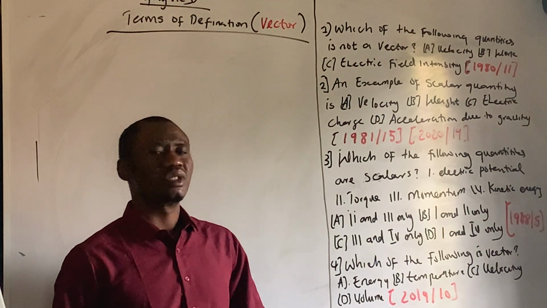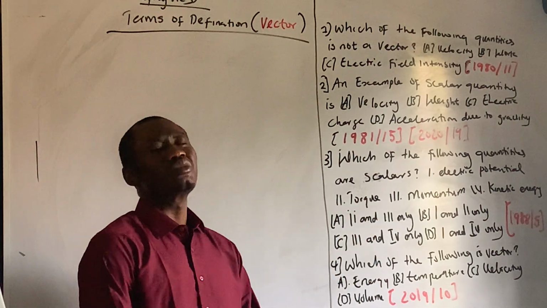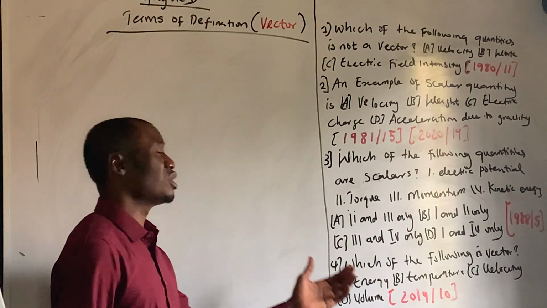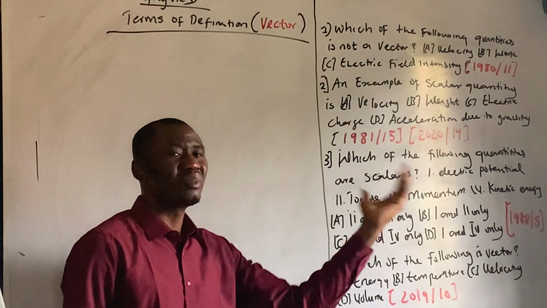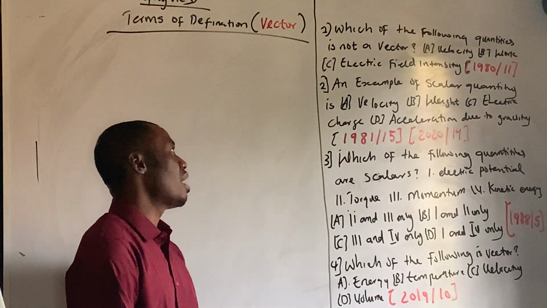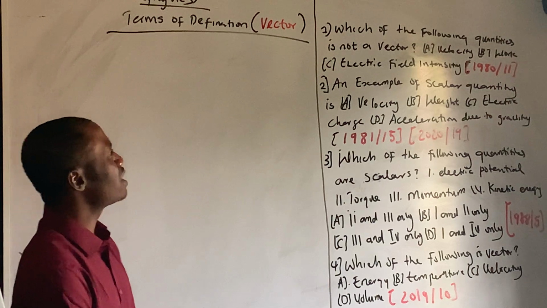We want to answer this question on definition of terms in vector. If you come to UTME exam, sometimes we're having questions like: which of these is a vector? Which of these is a scalar quantity? Plenty, a lot of questions like that. Now, we have 4 questions. It says, which of the following quantities is not a vector?